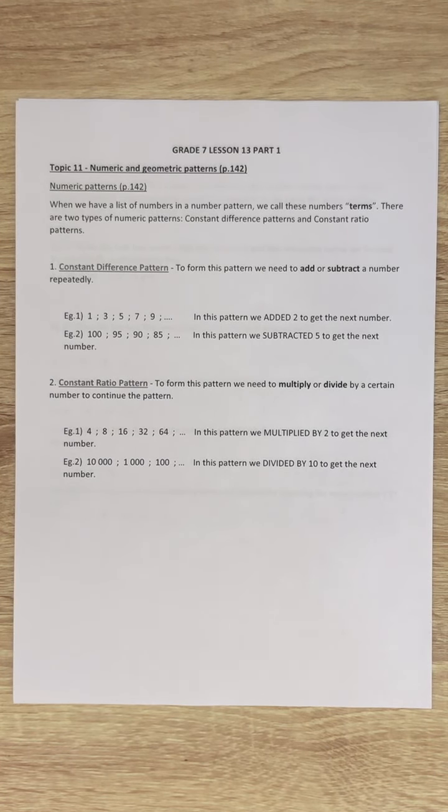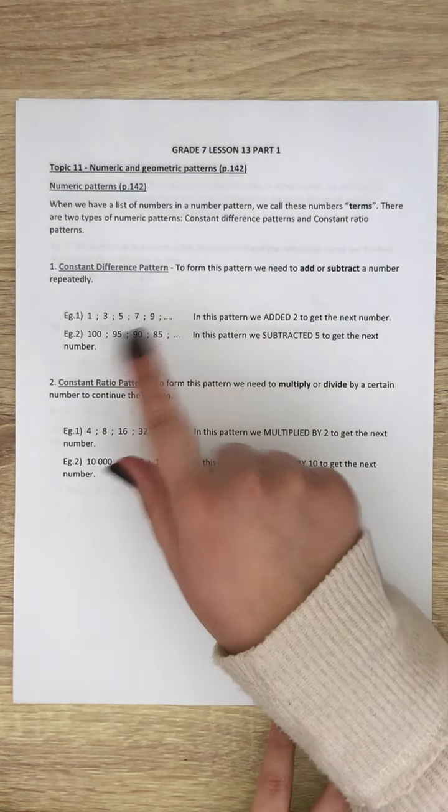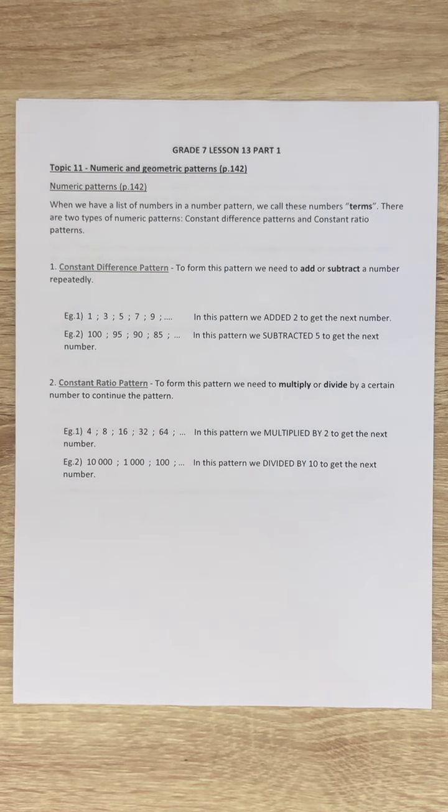If we have a look at the examples here, we've got constant difference pattern, example 1. The pattern goes 1, 3, 5, 7, 9. We can see that these are all our odd numbers, so we know that we have to add 2 each time. So our rule in this pattern would be add 2, or plus 2.